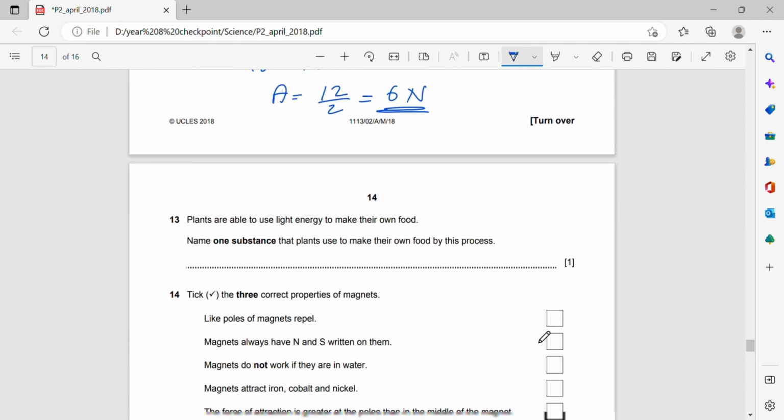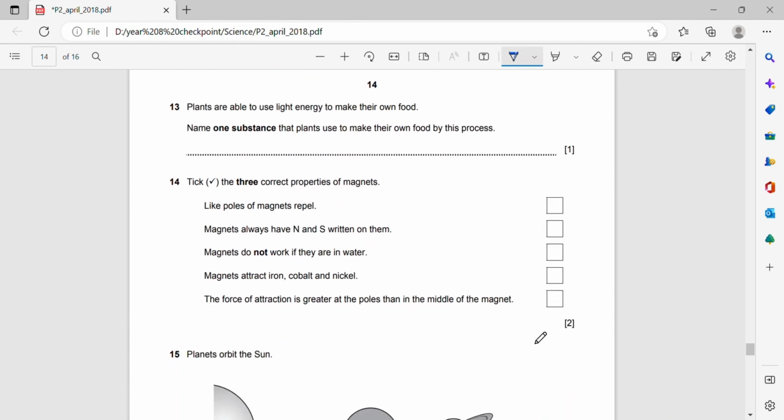Next question. Plants are able to use light energy to make their own food. Name one substance that plants use to make their own food by this process. So we need the name of one substance needed for the process. We know the process, it's photosynthesis. So we need one substance only. We can write carbon dioxide. It's correct. If someone else writes, for example, water, it's also correct.